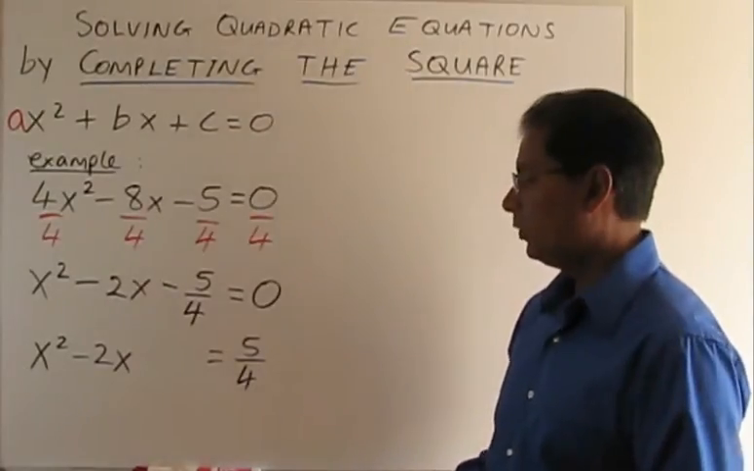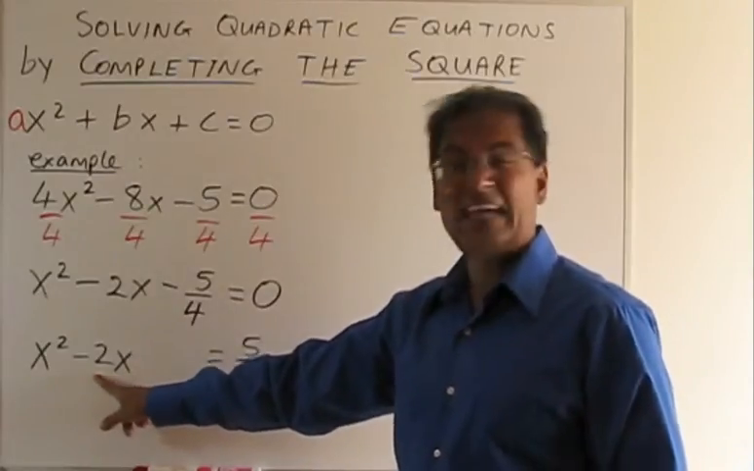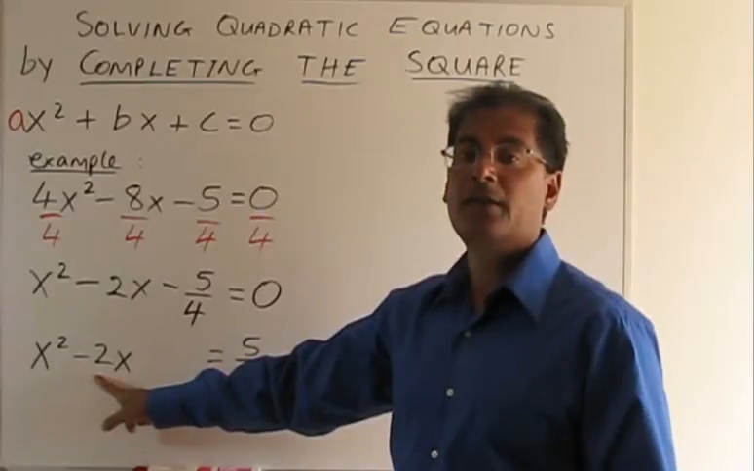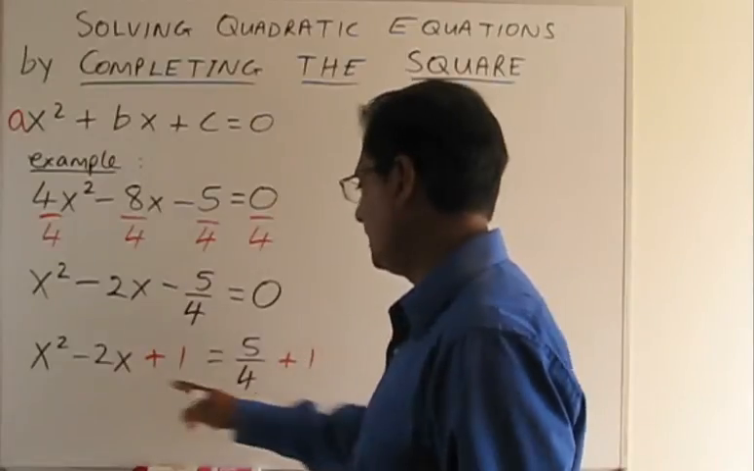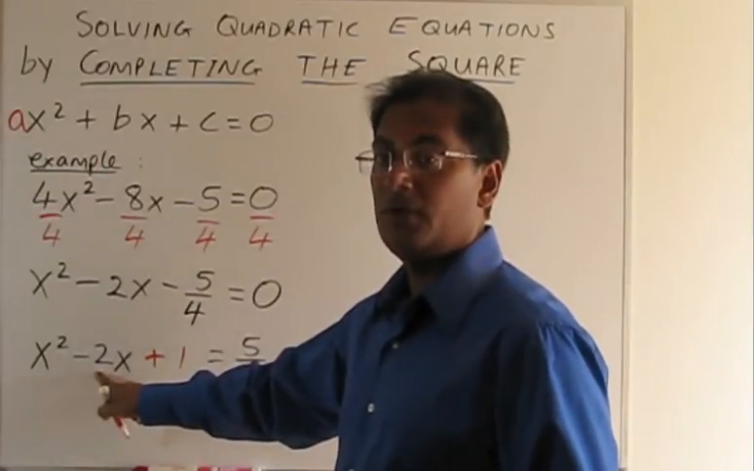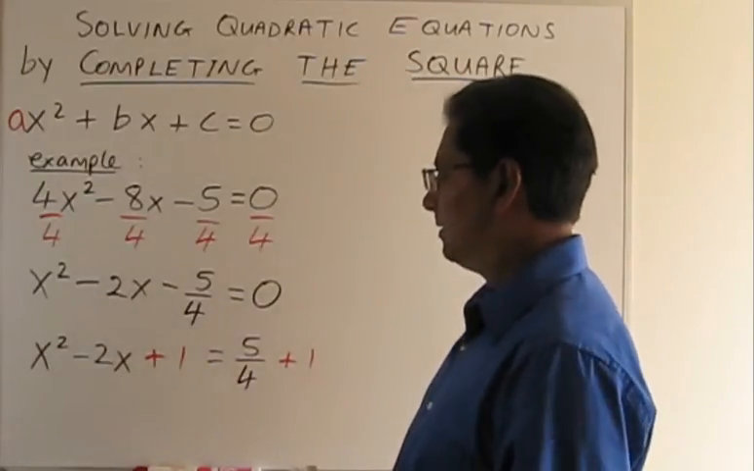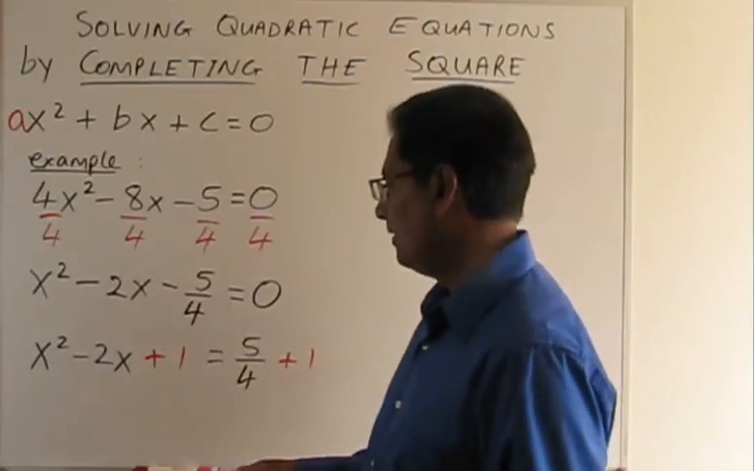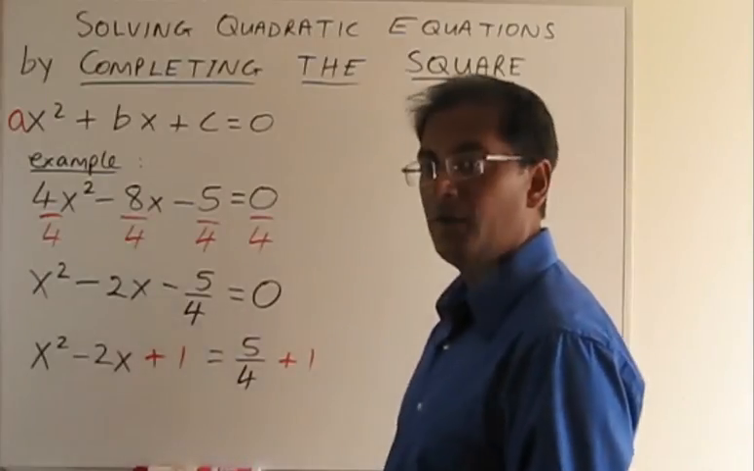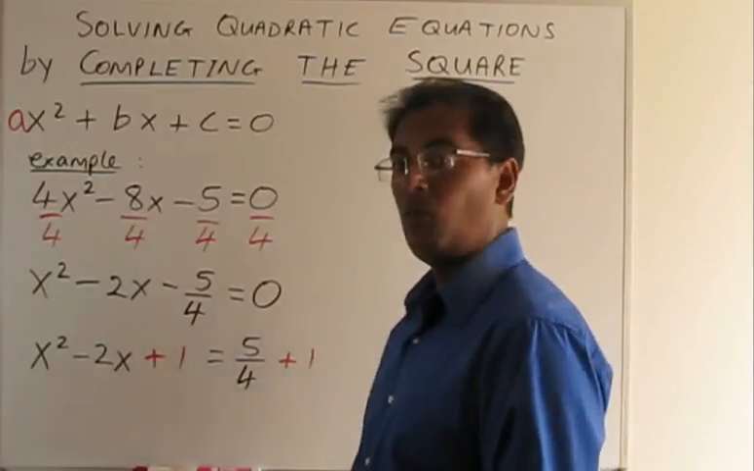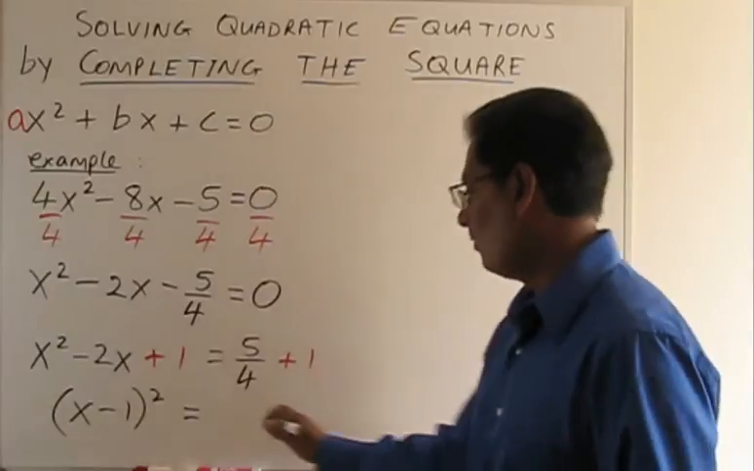Then the second step is we're going to take half of this number that's next to the x and square it. Well, half of negative 2 is negative 1. I square negative 1, I get 1. So 1 is what we want to add to both sides. I'm adding that number, 1, to both sides. Finally, on the left side, we factor this into a perfect square trinomial. X squared minus 2x plus 1 can be factored into x minus 1 squared. And 5 fourths plus 1, well, 5 fourths plus 4 fourths is 9 fourths.